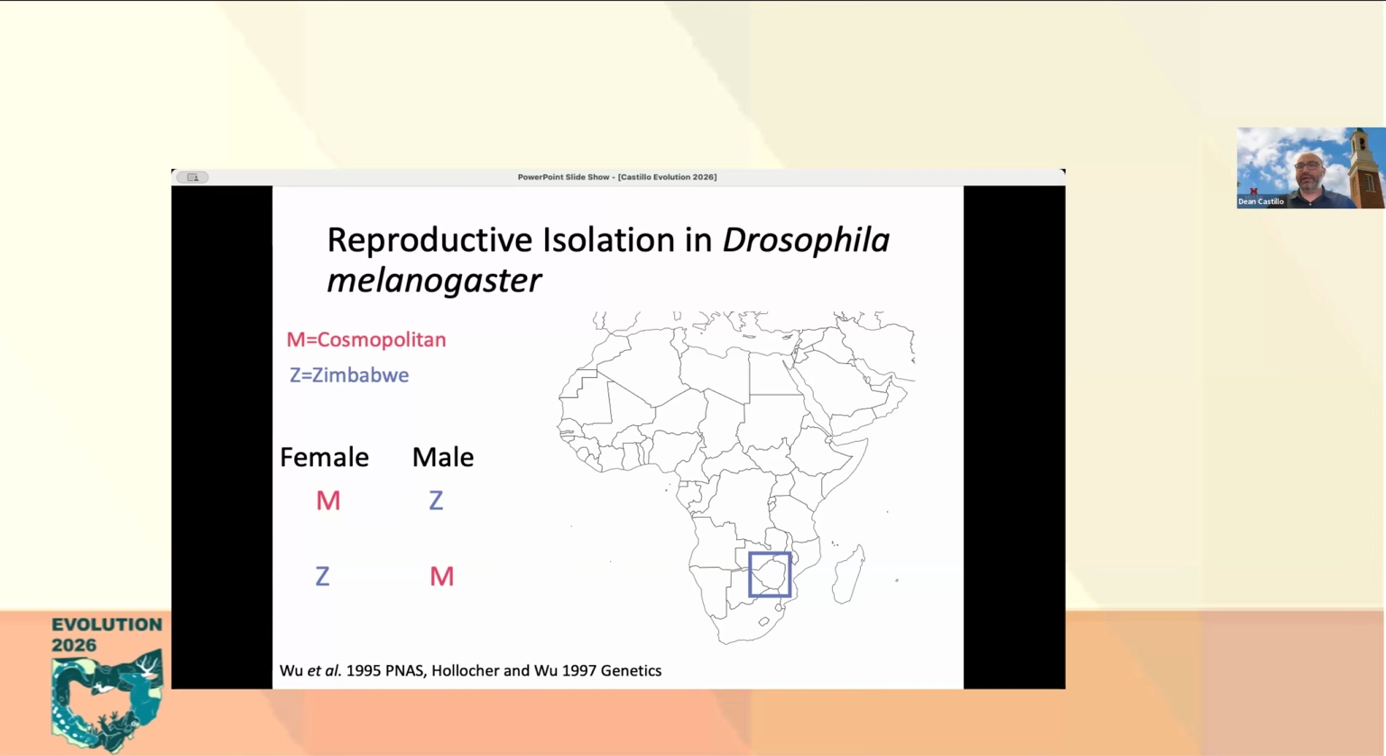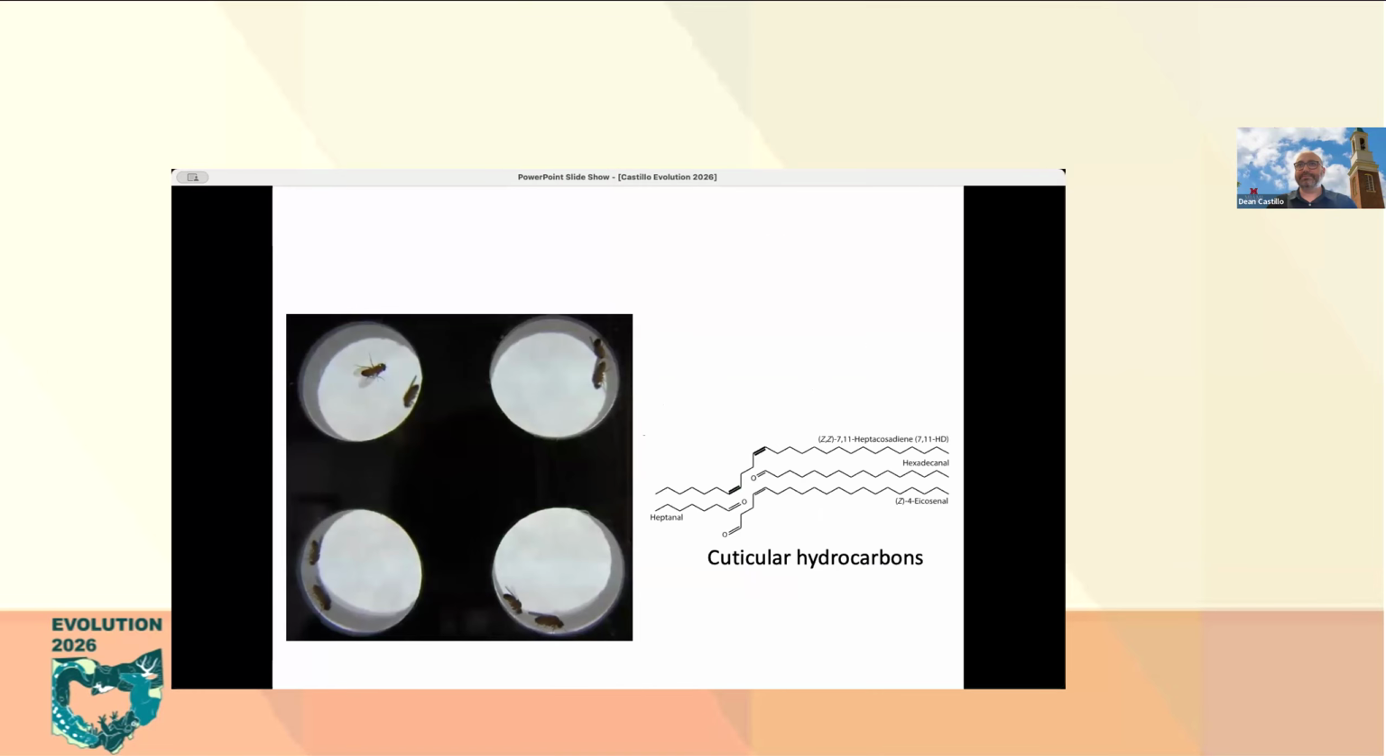The important pattern here is that if you take a female from outside of Africa, in this pink color, and you expose her to a male from within Africa, they mate really well. But the opposite is not true. These African females are very choosy. They're making decisions based on the different cues these males are giving.